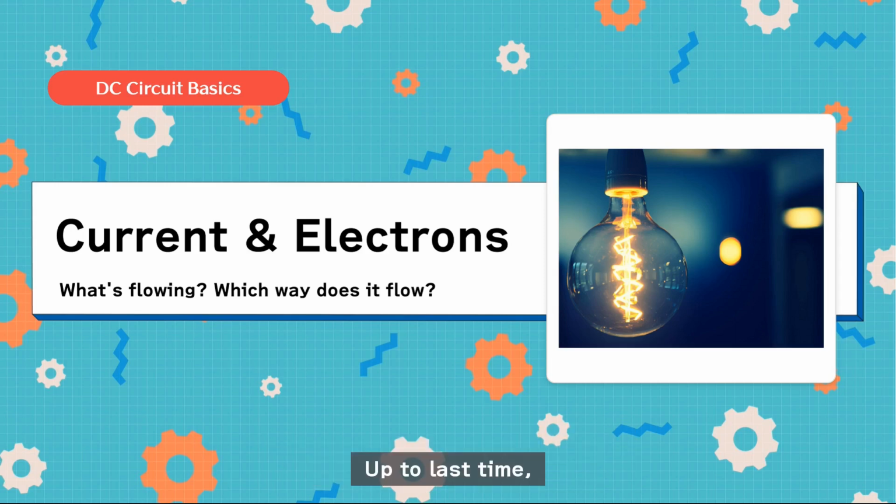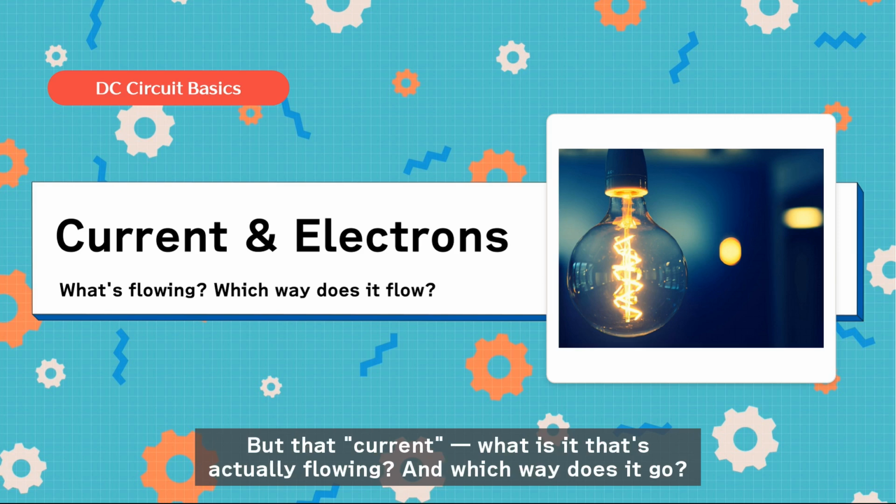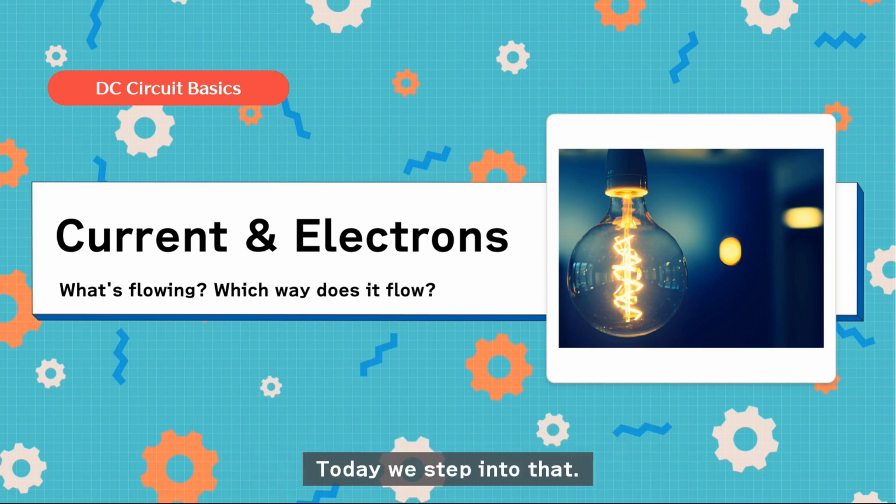Up to last time, we talked about how current flows once a circuit is connected all the way around. But that current, what is it that's actually flowing? And which way does it go? Today we step into that.